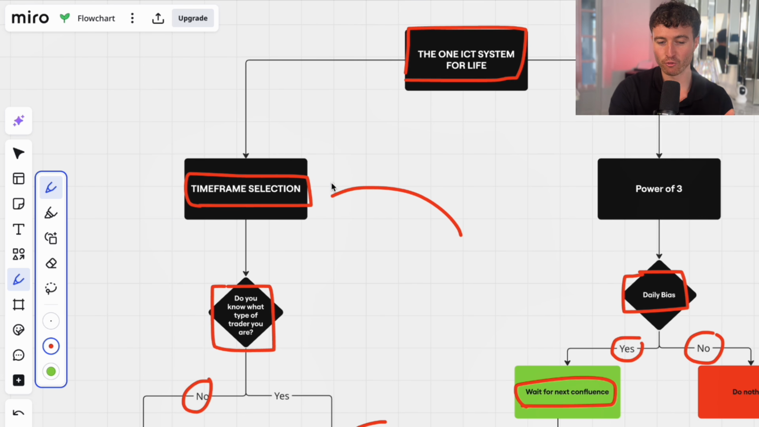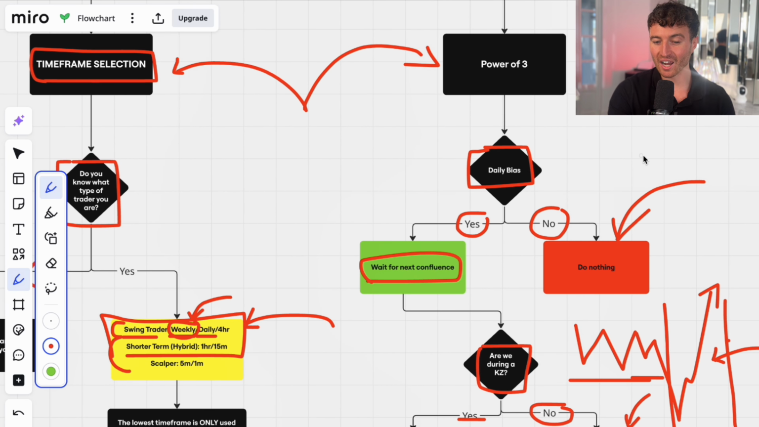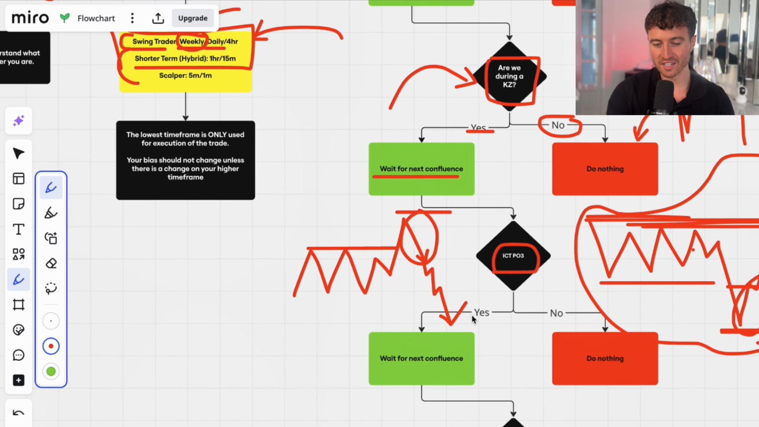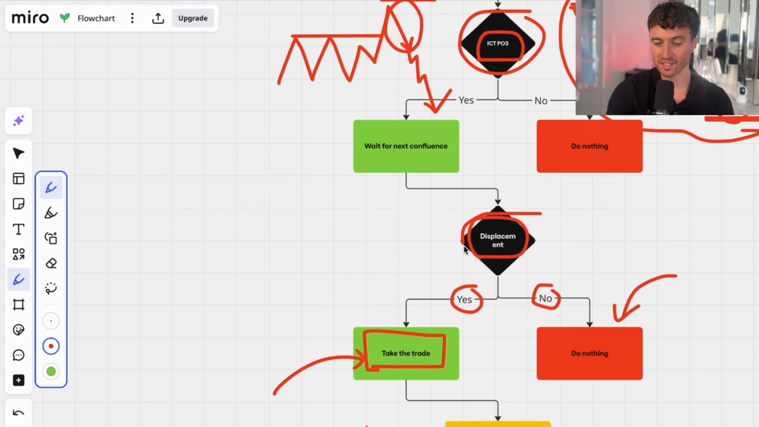First, understand time frame selection, and then understand strategy. Just to summarize, you need a clear daily bias. You need to be executing during a kill zone. You need to see an ICT power of 3, and you need to see a form of displacement as a confirmation. If these 4 confluences line up, you have a high probability setup.